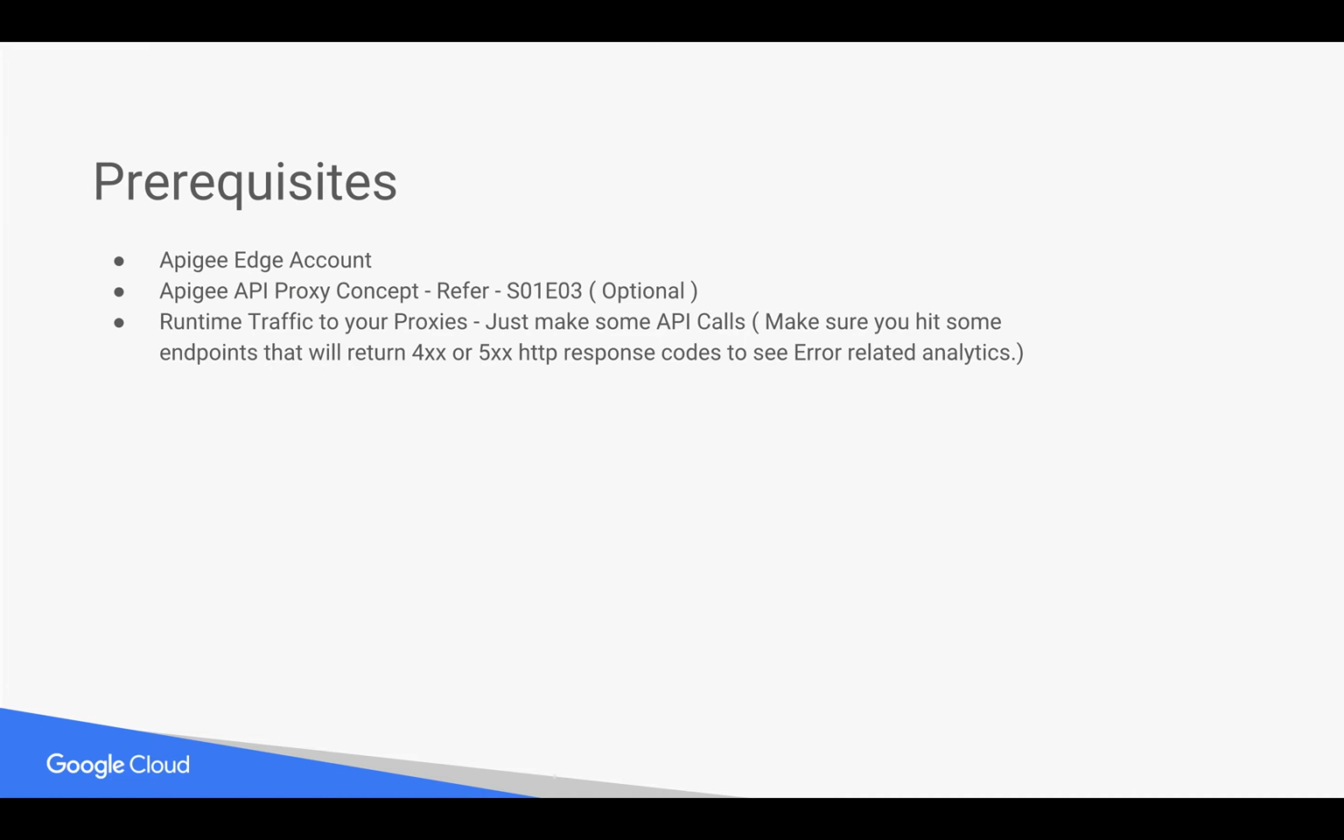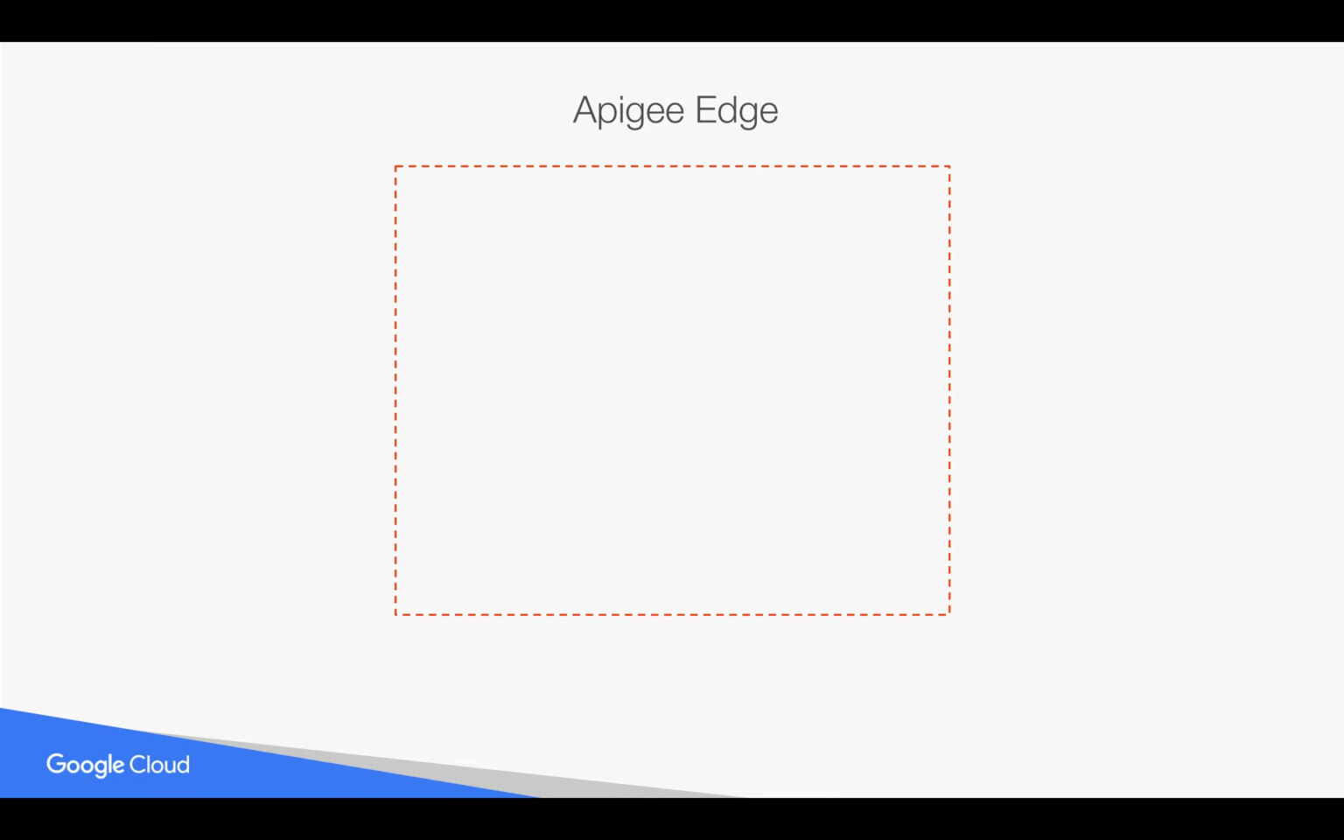Prerequisites for this video: you need an Apigee Edge account, you can sign up at apigee.com/edge. You need the Apigee API proxy concept, for that you can refer to the earlier 4-minute videos. You also need runtime traffic to your API proxies, so just make some API calls, and make sure that you have some API calls returning 4XX or 5XX HTTP response codes to see error code related analytics in the Apigee Edge API Analytics dashboard. Let's understand how it works.